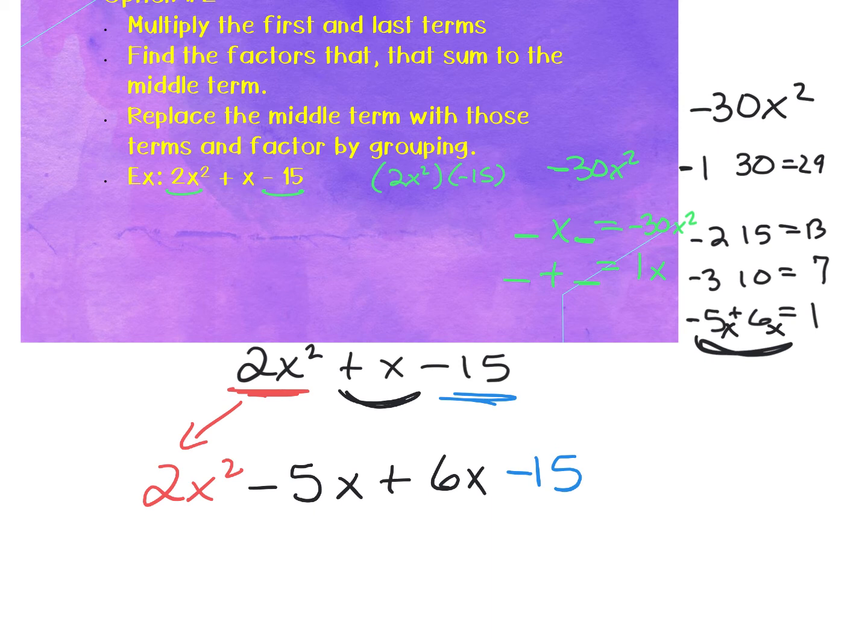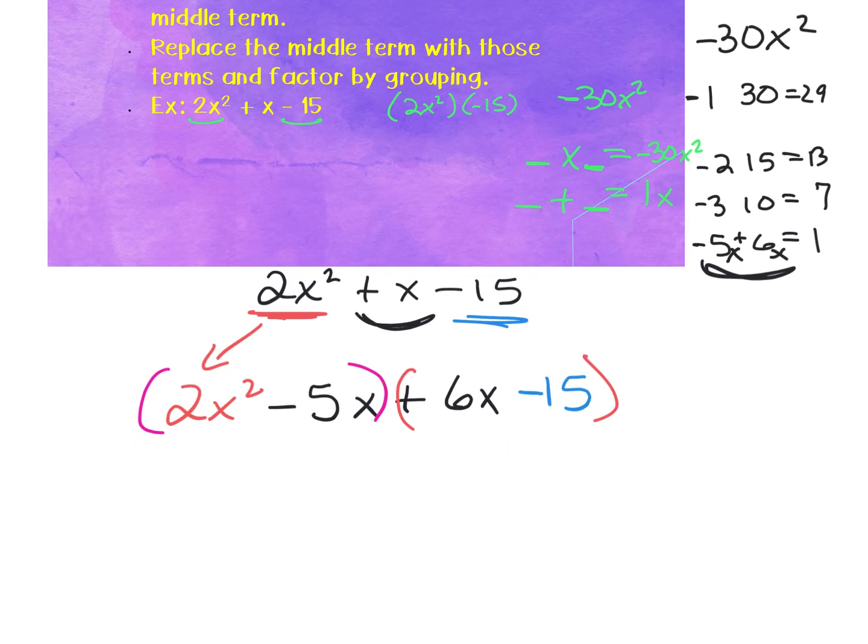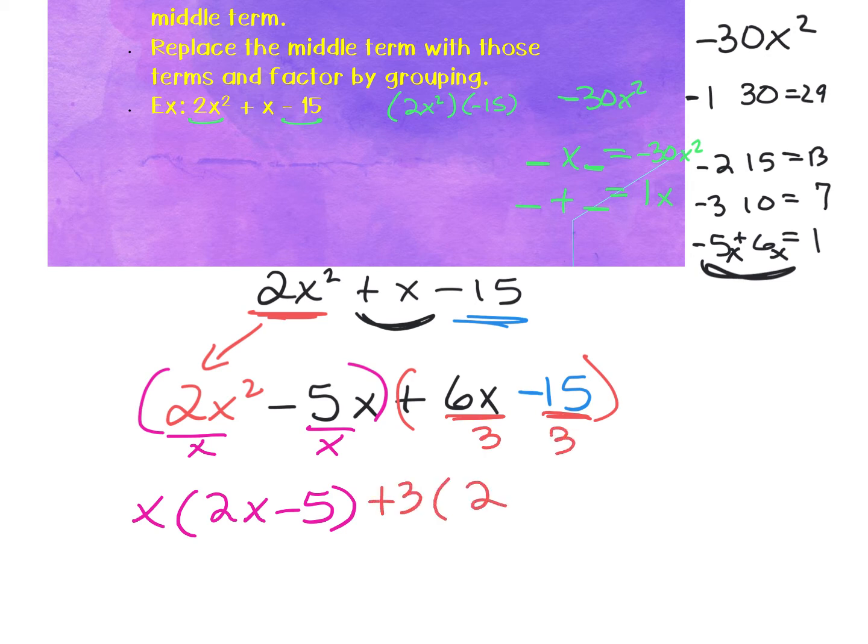Now that I've turned it into a 4-term polynomial, I can factor by grouping. So I'm going to go ahead and make a group of the first two and then a group of the second two. And this is what we did yesterday. I need to find a greatest common factor of my pink group, and that's going to be x. So I'll put x on the outside, divide. My greatest common factor of my red group here is going to be 3. So plus 3, and then divide.